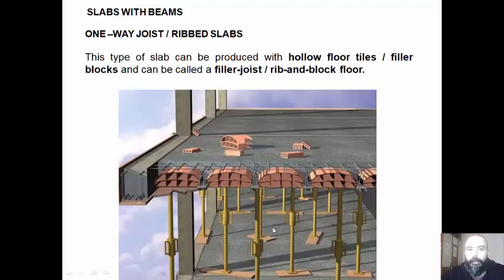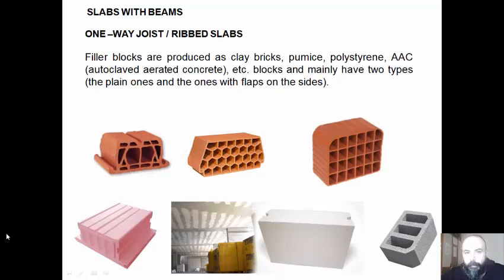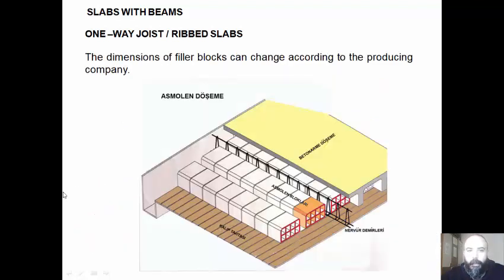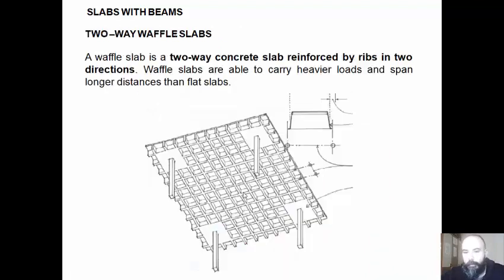Or we can have filler joist rib and block floors. This type of slab can be produced with hollow floor tiles or filler blocks. Filler blocks are produced as clay bricks, pumice, polystyrene, AAC, etc. Blocks mainly have two types, the plain ones and the ones with flaps on the sides, like this. The dimensions of filler blocks can change according to the producing company.